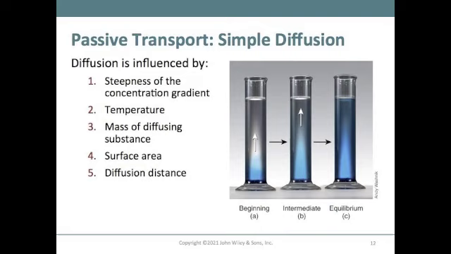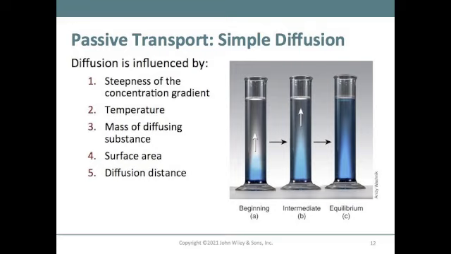So diffusion is influenced by the steepness of the concentration gradient. In other words, the greater the difference in the concentration between the two sides of the membrane, the higher the rate of diffusion. It can also be influenced by temperature. The higher the temperature, the faster the rate of diffusion.